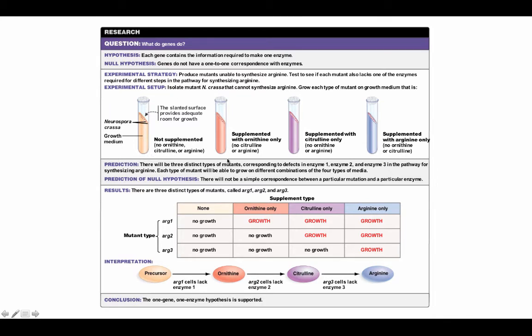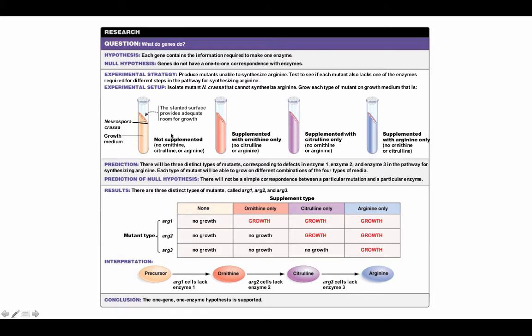The next medium is going to be supplemented only with ornithine. So that first step in the metabolic pathway, but no citrulline or arginine. The second one would be supplemented with citrulline only, but no ornithine or arginine. And then the final growth medium would be supplemented with arginine only, no ornithine or citrulline.